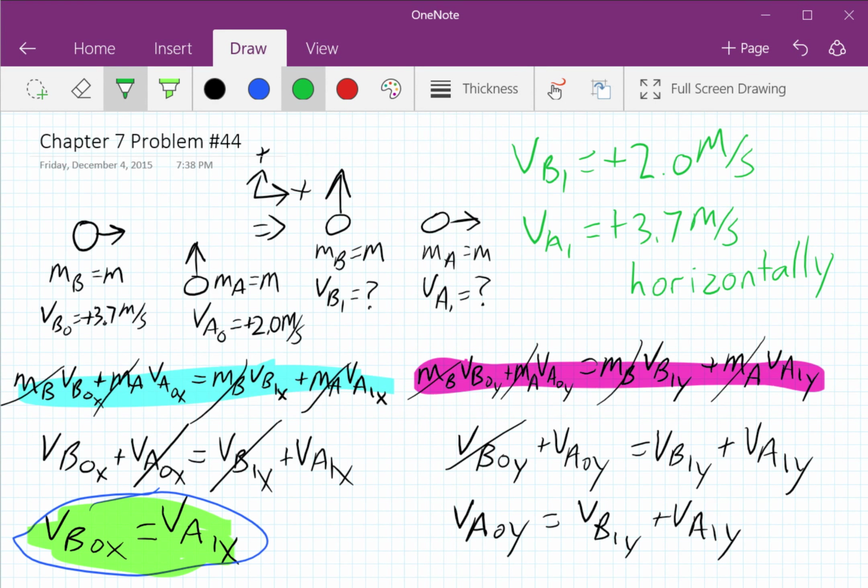All the examples I've shown you in the classroom where they actually bounced off, they were different masses because it's the only way it will work. So that's it for this problem, and hopefully you feel prepared for your test.